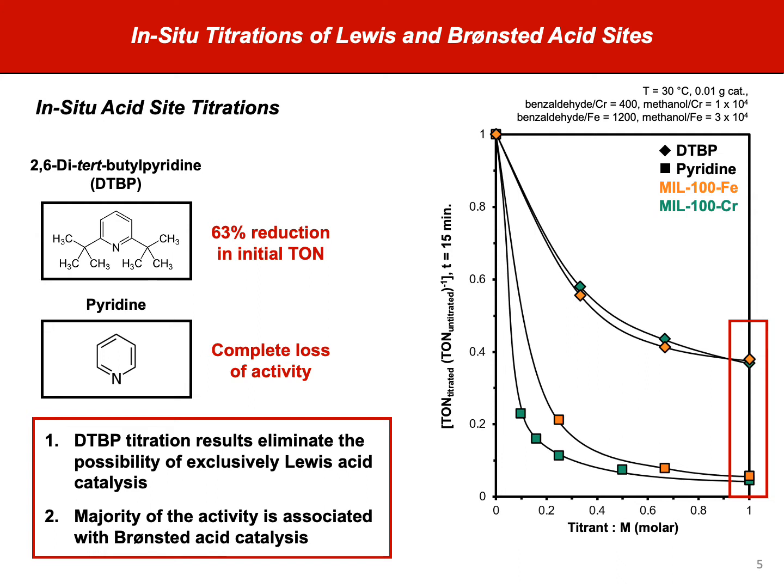On the other hand, DTBP leaves a significant fraction of the acetalization turnovers untitrated even at a nitrogen to metal molar ratio of 1.